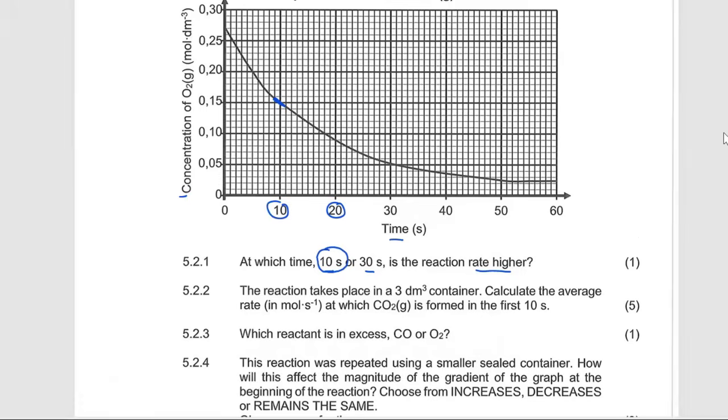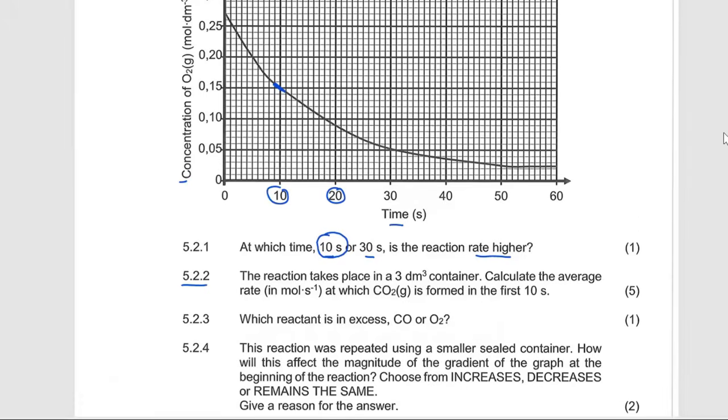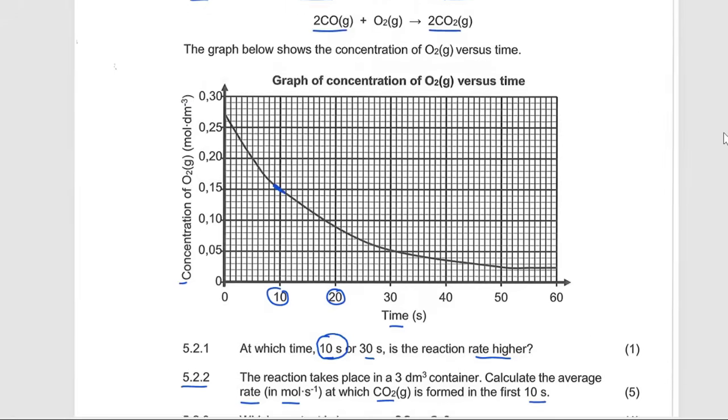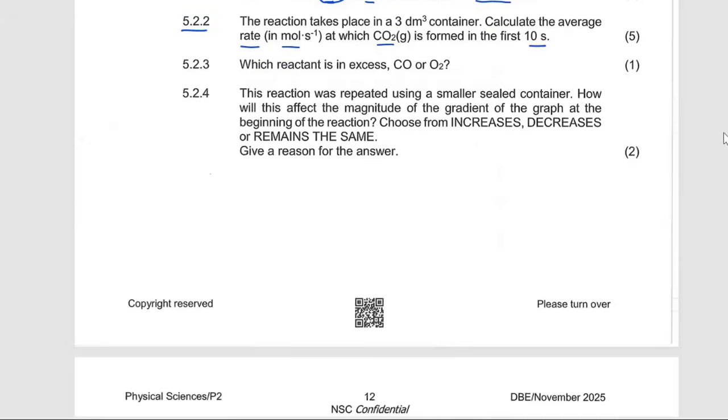Then 5.2.2 says here, the reaction takes place in a 3 dm cubed container. Calculate the average rate in mole per second at which carbon dioxide is formed in the first 10 seconds there, right? So in terms of that, what do we have as our equation? We're having 2CO gas, right? So I'm going to say here container.